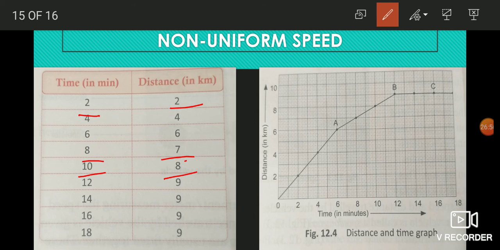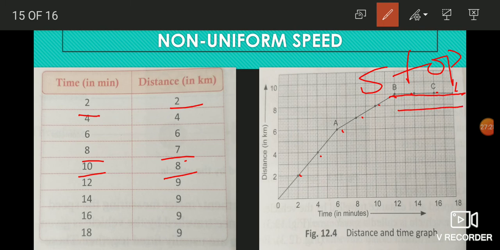So we put the dots. At 2 minutes, 2; at 4 minutes, 4; at 6 minutes, 6; at 8 minutes, 7; at 10 minutes, 8; and at 12, 9; at 14 also 9; at 16 also 9; and at 18 also 9. What does this 9, 9, 9 mean? It means the vehicle has stopped.